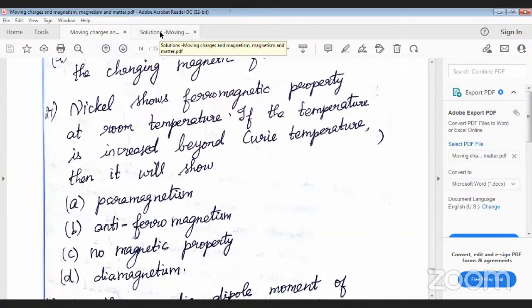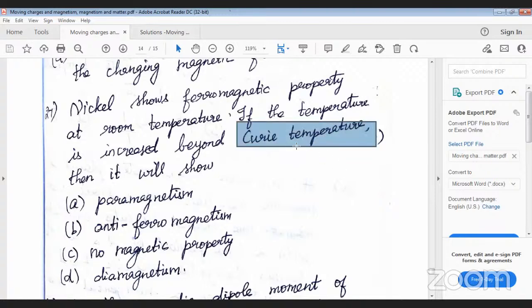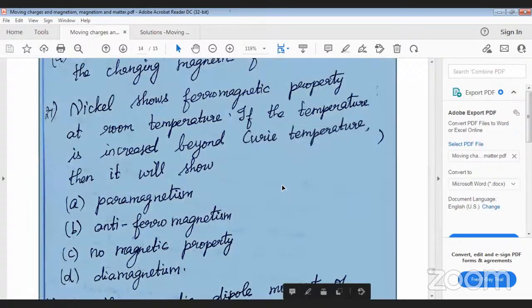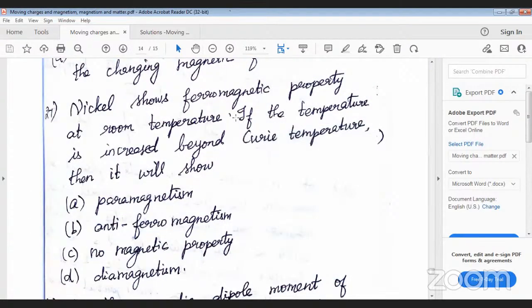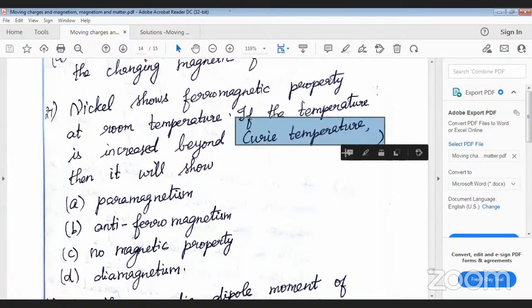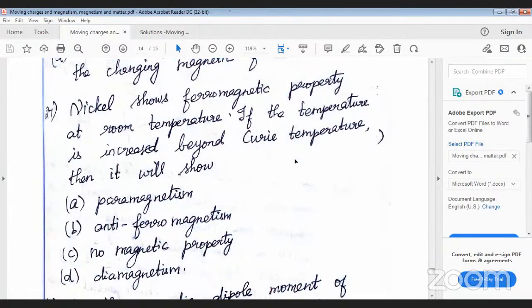That means nickel is a ferromagnet and it shows ferromagnetic property at room temperature. So Curie temperature is the critical value, the limiting value of temperature, above which the ferromagnetic material becomes a paramagnetic material. So when you increase the temperature beyond Curie temperature, usually a ferromagnet behaves like a paramagnet.